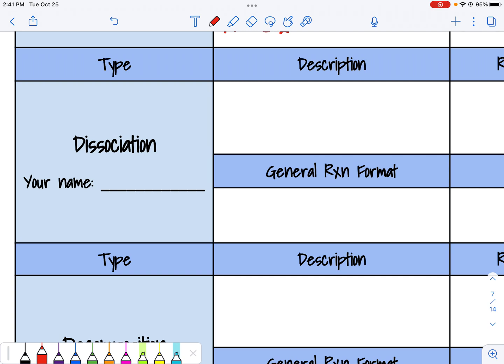The properties of the solid are different from the properties of the aqueous solution that gets produced here. So because the properties are different, I consider it to be a type of reaction. So the description for this one, you have an ionic compound.